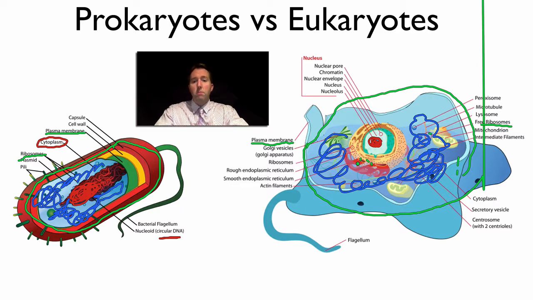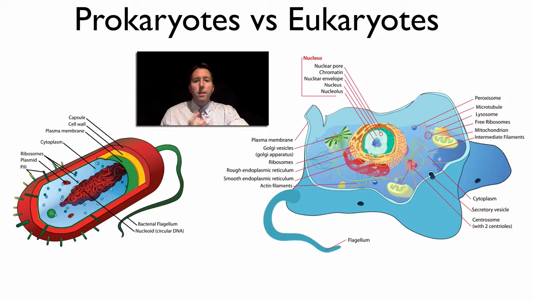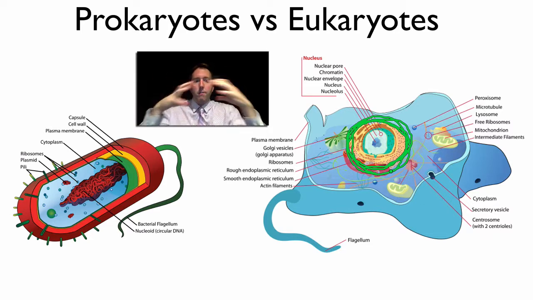We can also see some differences here. And the big difference between prokaryotic cells and eukaryotic cells is basically that eukaryotic cells have a membrane-bound nucleus. So that's that big structure here. And this membrane-bound nucleus contains the DNA. Eukaryotic cells have a membrane-bound nucleus inside their external plasma membrane. Prokaryotic cells have no membrane-bound nucleus, they just have DNA floating around in the middle.